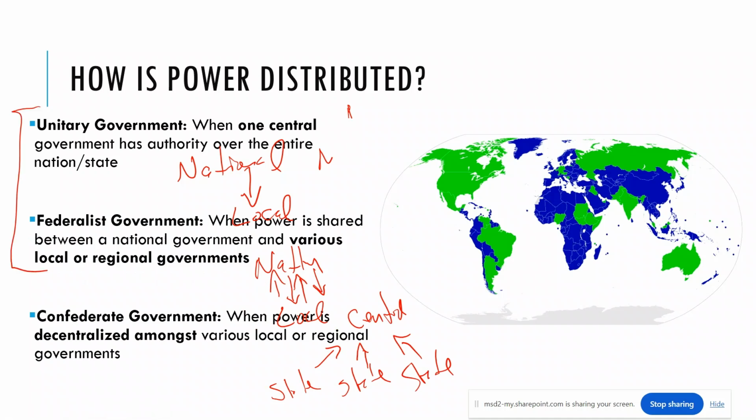So over here, the blue are places that have unitary governments. You can see the United Kingdom has a unitary government, and then the green are ones that have, if I'm not too colorblind, federalist governments. Notice Canada, which is still technically part of the UK Dominion, has a federalist government.